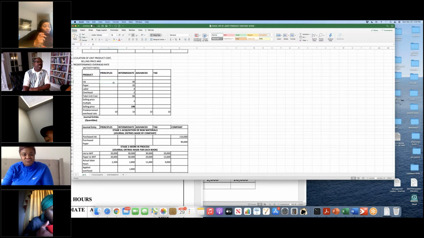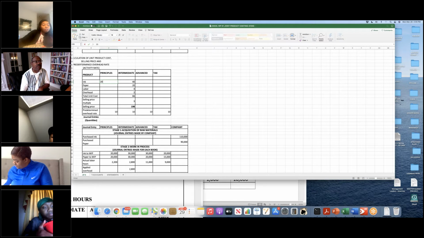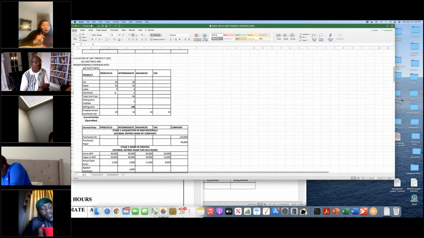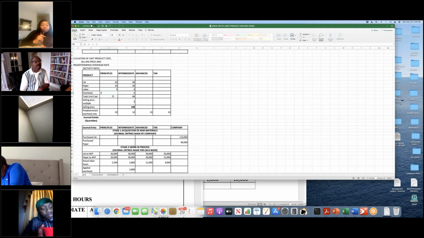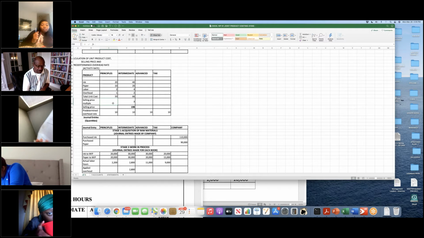Okay. What's ink is... ink is what? 20. Paper, 10. Labor, 2. Overhead, 1. The total unit cost, 33. Selling price multiple, 2, so selling price, 66.